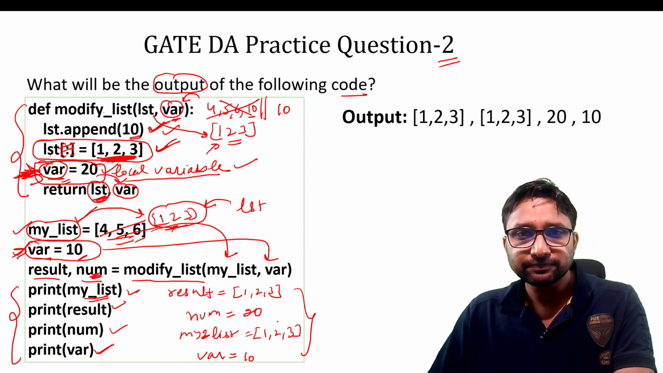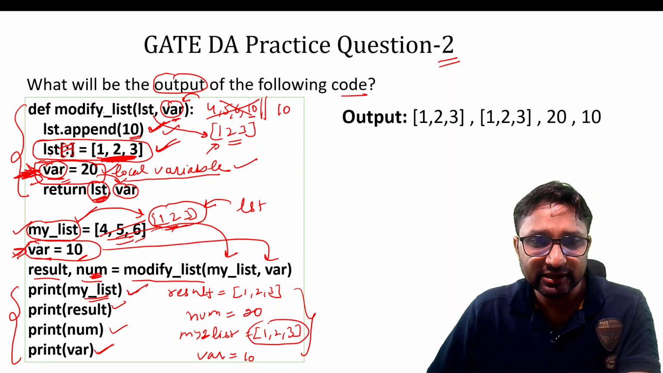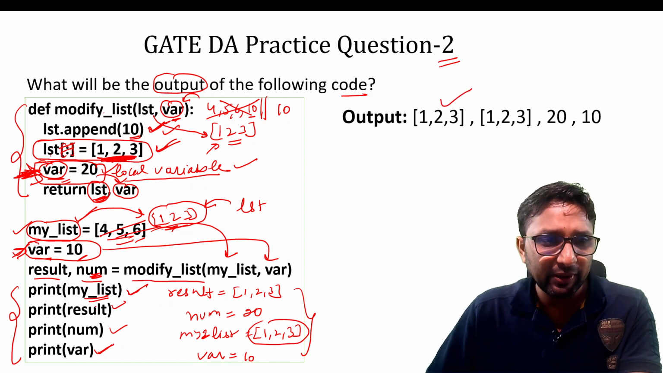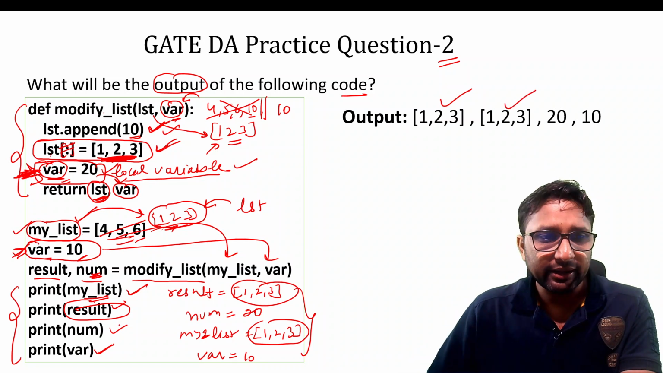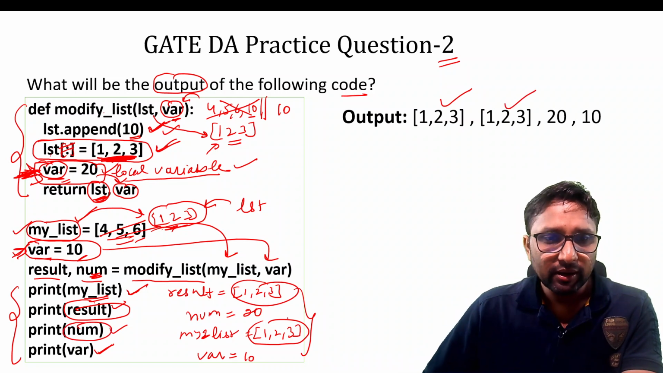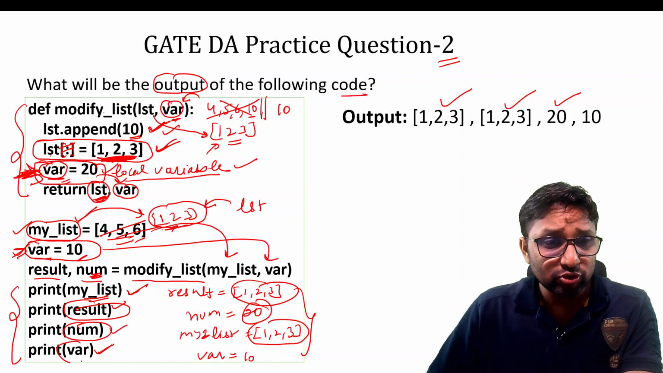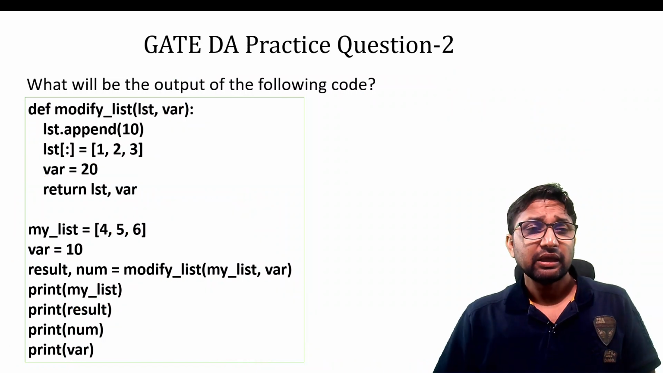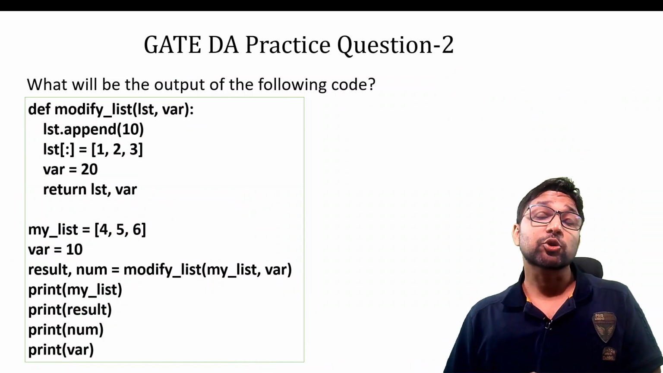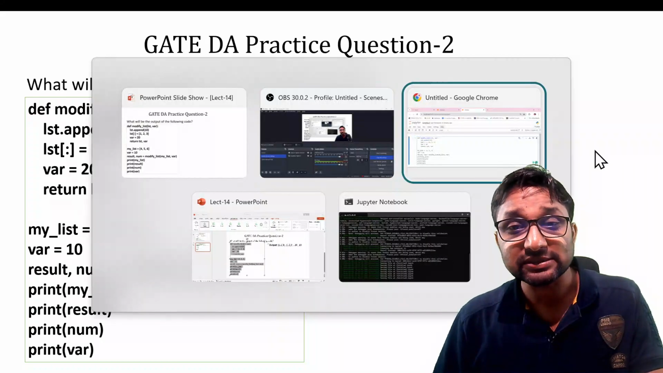Let's check out. First we are printing my list whose value is 1 2 3, yes, and then we are printing result whose value is again 1 2 3, yes. Again we are printing num, whose value is 20, yes, we are getting 20, and the var value is 10 over here, so we are printing 10. Fine, erase the screen. Now let's go back to our Jupyter notebook and try to execute the same code.